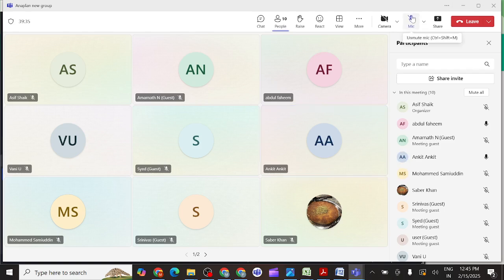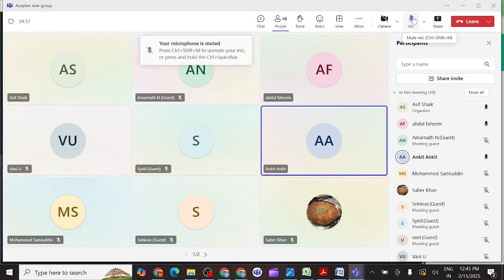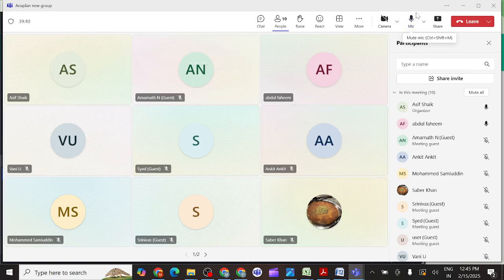Okay. So first of all, when Alam sends a message in the group for the workspace application, try to respond and try to call him. We'll connect with Alam today, Asif bhai.